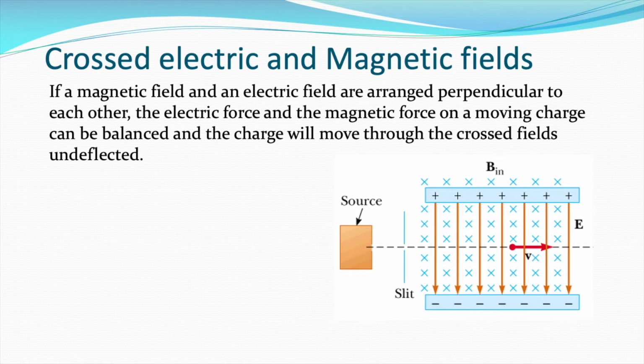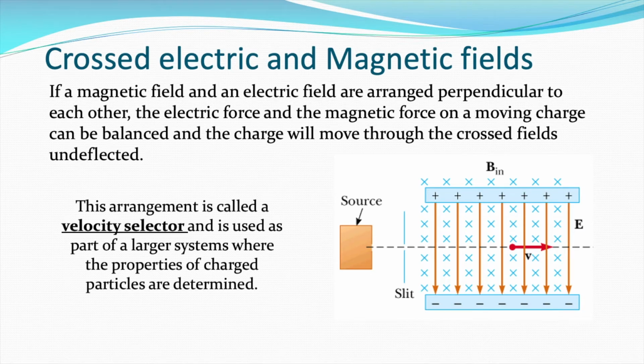We've got a source of some charged particles. Originally this was done with alpha particles coming from a radioactive source, but those particles were fired into a field and the electric force acting on the charge was balanced by the magnetic force acting on the charge. Equal forces, opposite directions. That arrangement is called a velocity selector, and it's used as part of larger systems where the properties of charged particles are determined.